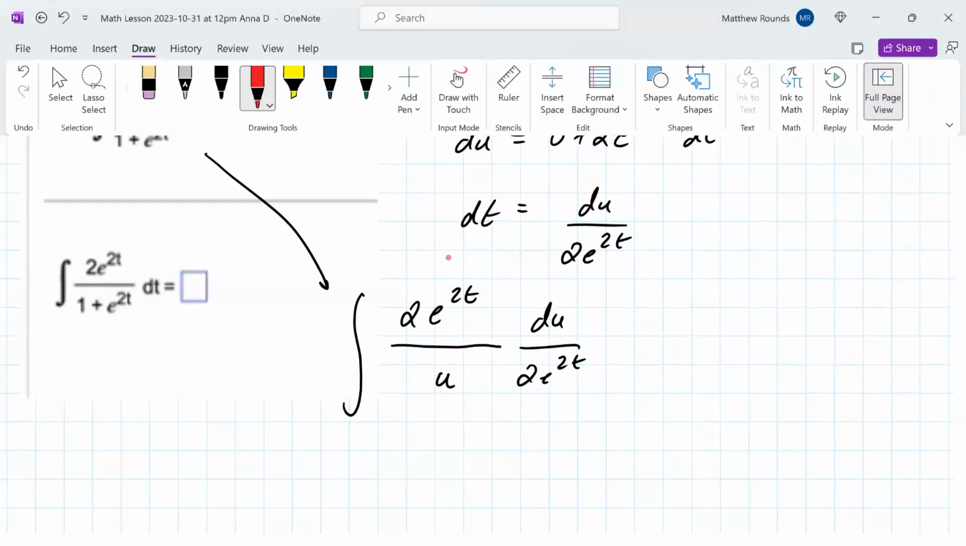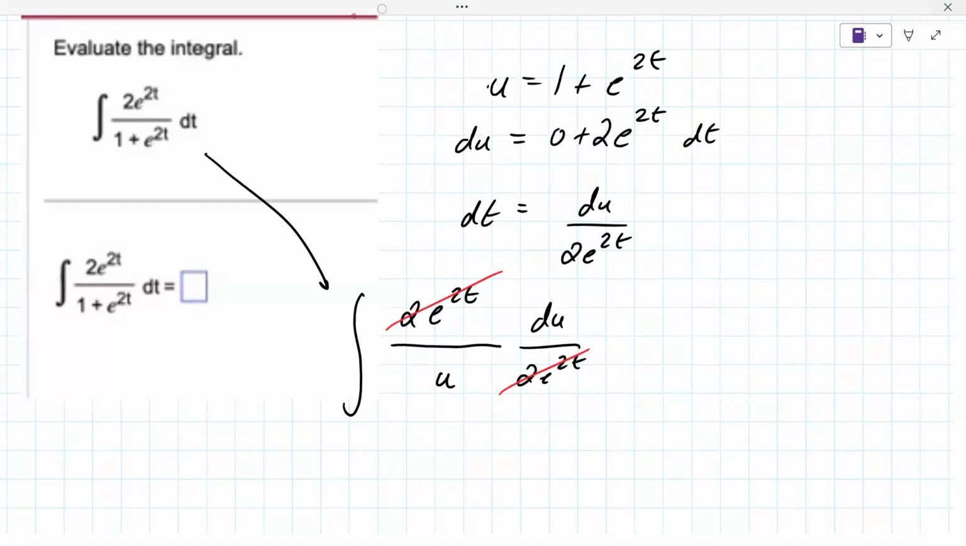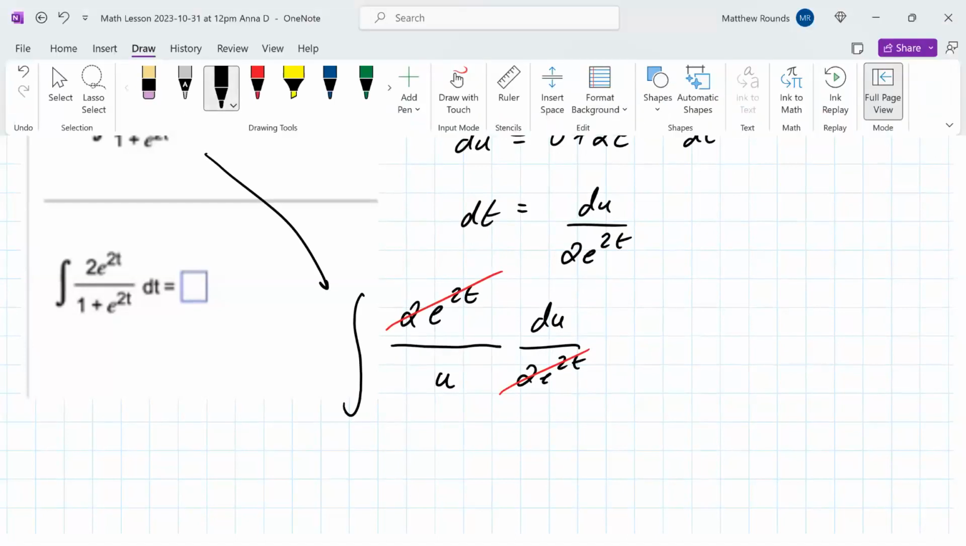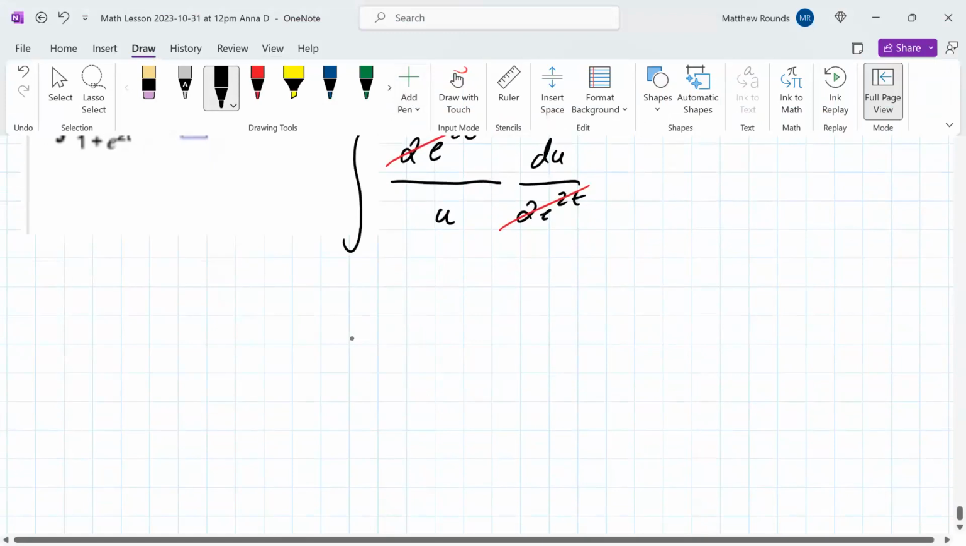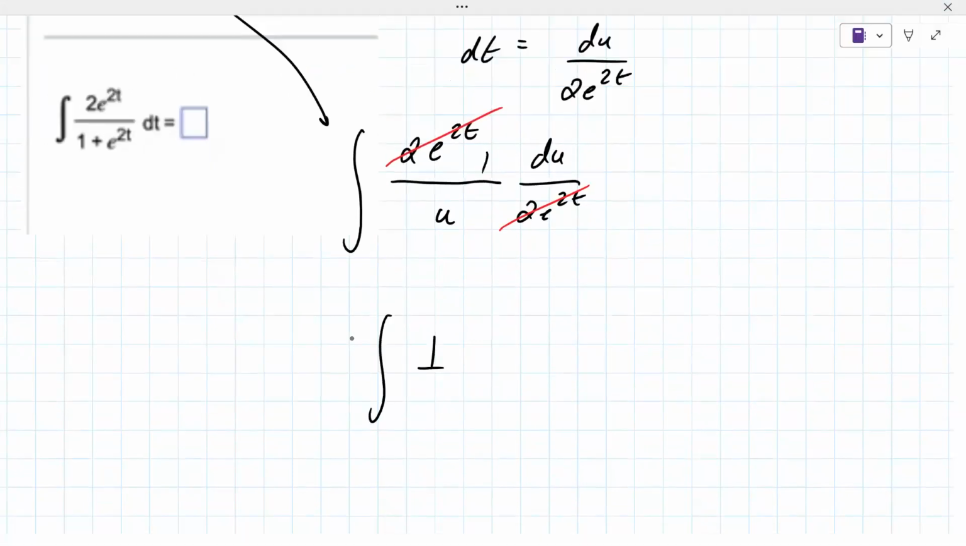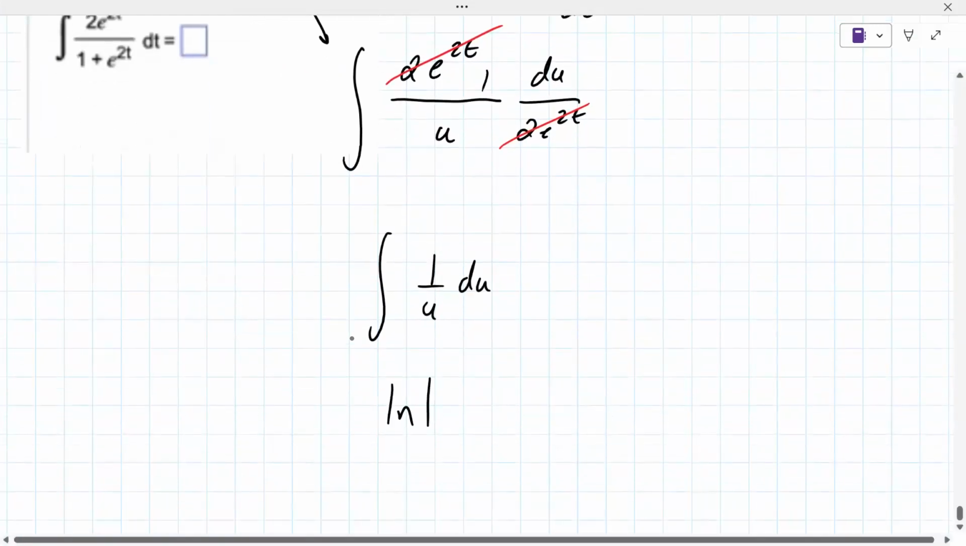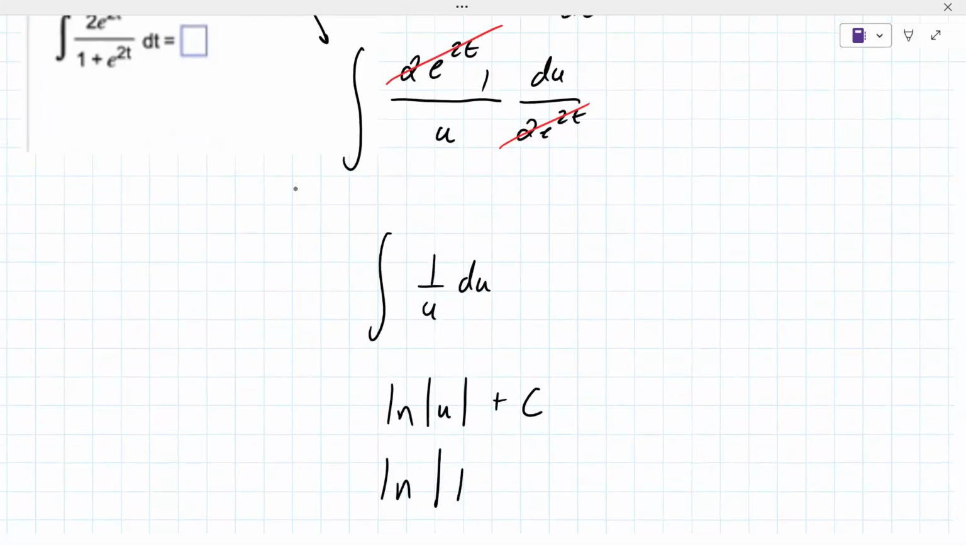And then cancellations, which we love because it makes the problem so much easier. There's still a 1 on top, so it's integral 1 over u du. It becomes just the natural log absolute value of u plus c. And then you just back substitute the u substitution.